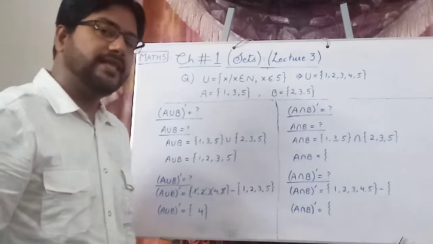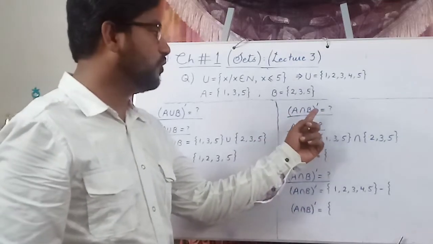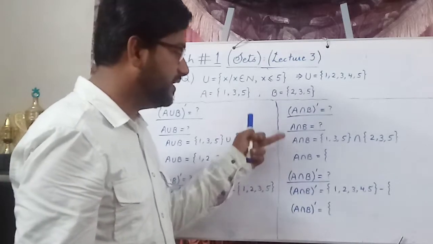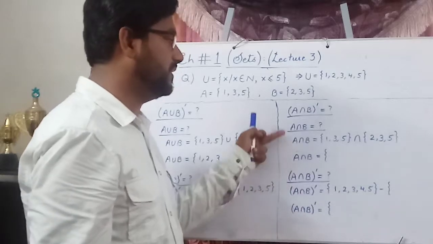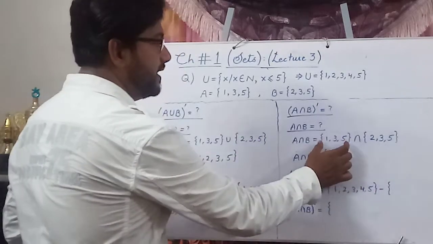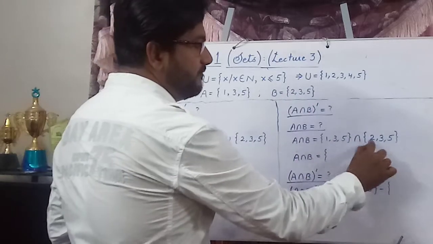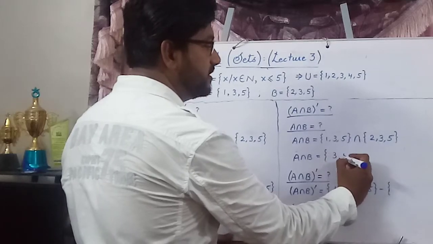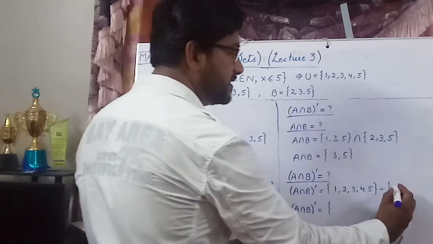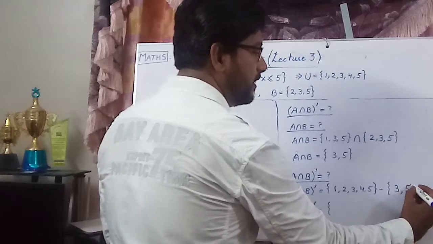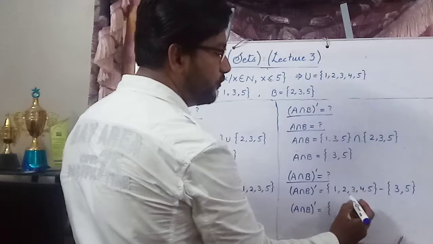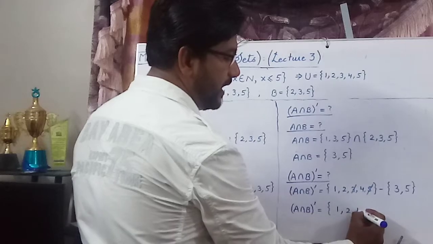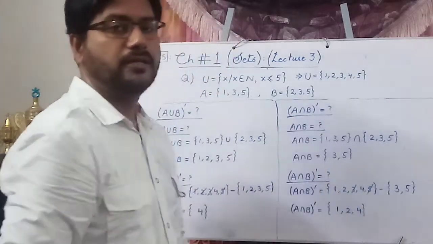Now in this question, A intersection B to the whole complement, we also solve in two sequential steps. First we find A intersection B, then we find A intersection B to the whole complement. For A intersection B, we place the A bracket and B bracket here and take the intersection between them. So we have to take the common values. So 3 and 5 is our answer. And when we subtract this A intersection B, 3 and 5, from the U set 1, 2, 3, 4, 5, 1, 2 and 4 are left, which is our answer. Okay, students.